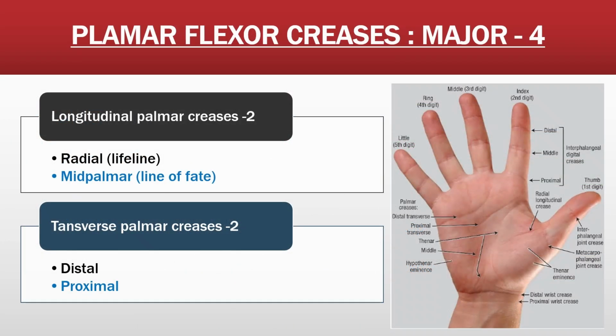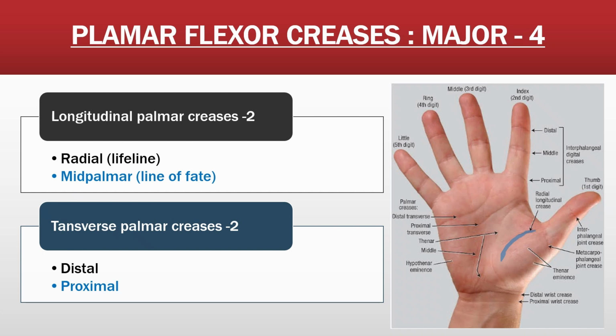Coming to the different types of creases. Different creases have been given different names. Based on these creases, we have also different diseases which can be diagnosed on the basis of these creases. Okay. The longitudinal palmar creases. So they are one towards the radial side, which is a radial crease. This is also known as your lifeline. Okay, so this is your lifeline.